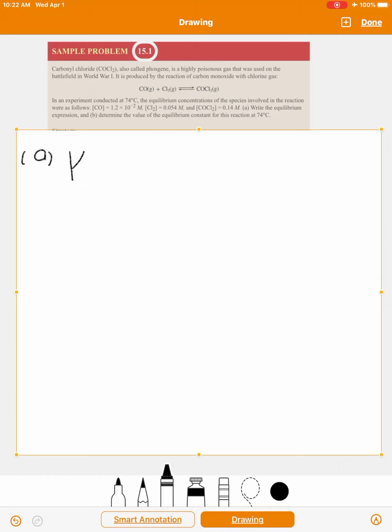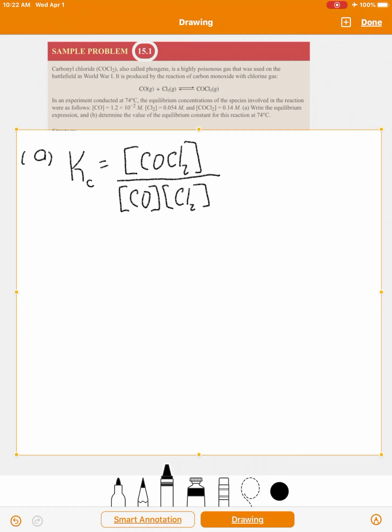So Kc, that's what we use for equilibrium constant, is the concentration of the product. Now there's only one product, COCl2. Remember, we're going to use bracket notation to indicate concentrations. And then we're going to divide that by the concentration of CO. And we're going to multiply that by the concentration of Cl2. Okay? Products divided by reactants. And the exponents are all 1 in this case because the coefficients in the balanced equation are all 1s.